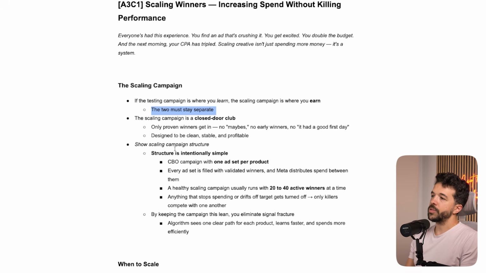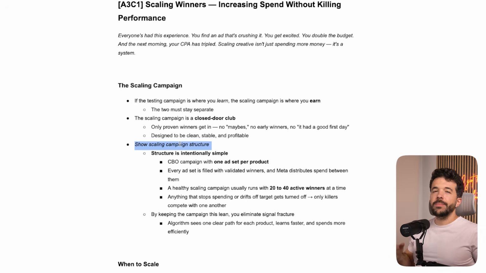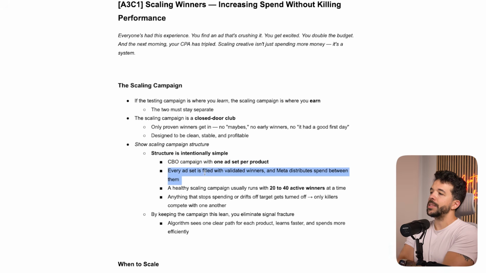And if you want to see the actual campaign structure, there's an entire video on my channel where I explain all of the media buying structure that we adopted after Andromeda was rolled out. But it's very simple. It's intentionally simple. The CBO campaign with one ad set per product. Every ad set is filled with validated winners and Meta distributes spend between them.